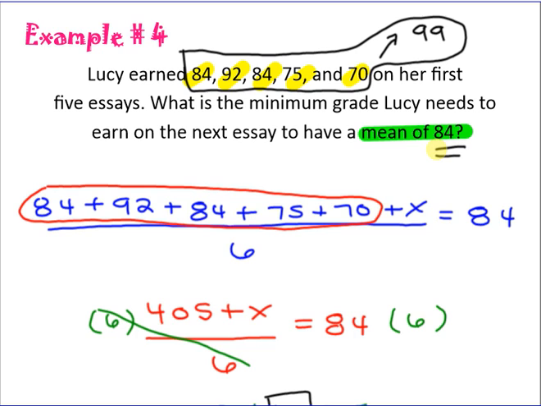So we're going to do 84 plus 92 plus 84 plus 75 plus 70 plus 99. And then we have 1, 2, 3, 4, 5, 6 terms. So we got 504 when we added them up, divided by 6, and we got a perfect 84 this time. Whew, hallelujah.